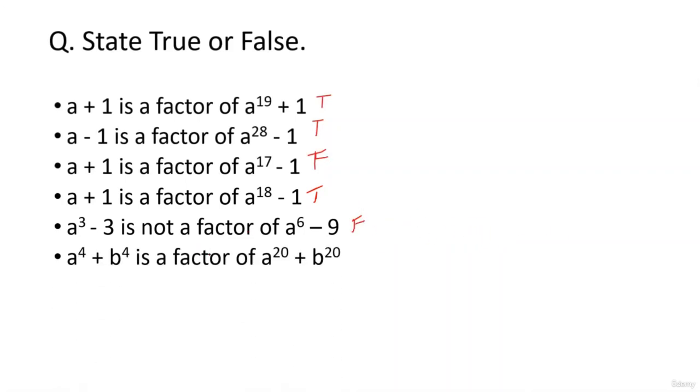Okay. Next question. A raised to 4 plus b raised to 4 is a factor of a power 20 plus b power 20. Okay. Now a power 20 plus b power 20 is nothing but a raised to 4 the whole raised to 5 plus b raised to 4 the whole raised to 5. Okay, odd power hai ye, odd power. Okay, it's of the form x raised to 5 plus y raised to 5. Iska definitely ek factor kya hoga? X plus y. So iska definitely ek factor kya hai? A raised to 4 plus b raised to 4. It's a true statement, right?